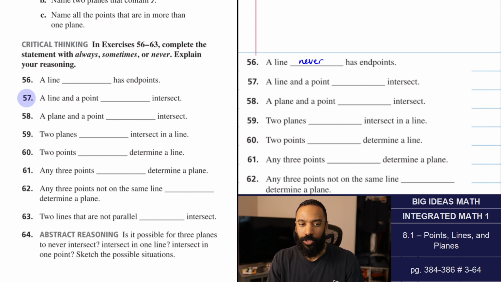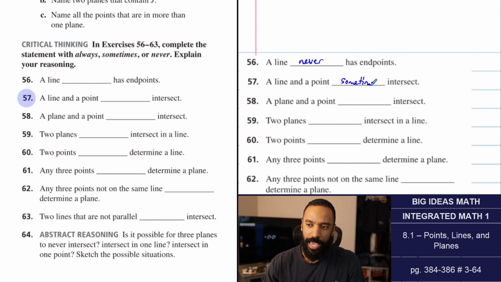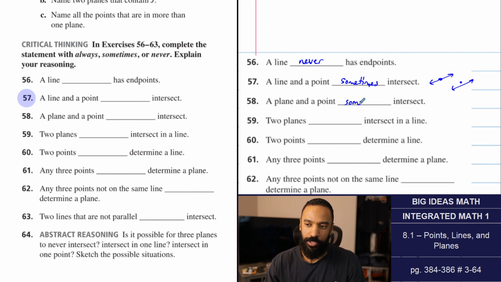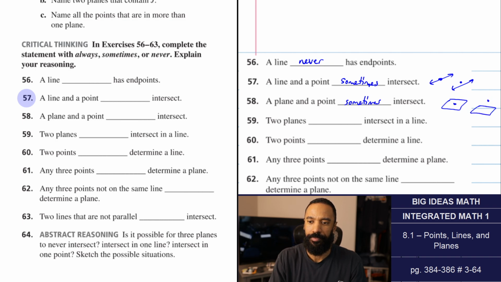Number 57. A line and a point blank intersect. I mean, sometimes. In the case of sometimes, I'd like to give examples where they do and where they don't. Here's a line and a point intersecting. Here's a line and a point not intersecting. 58. A plane and a point blank intersect. So that's also sometimes for the same reason. Imagine the same drawings, but instead of lines, we have planes. So I have a plane and a point in it, and a plane and a point not on it.